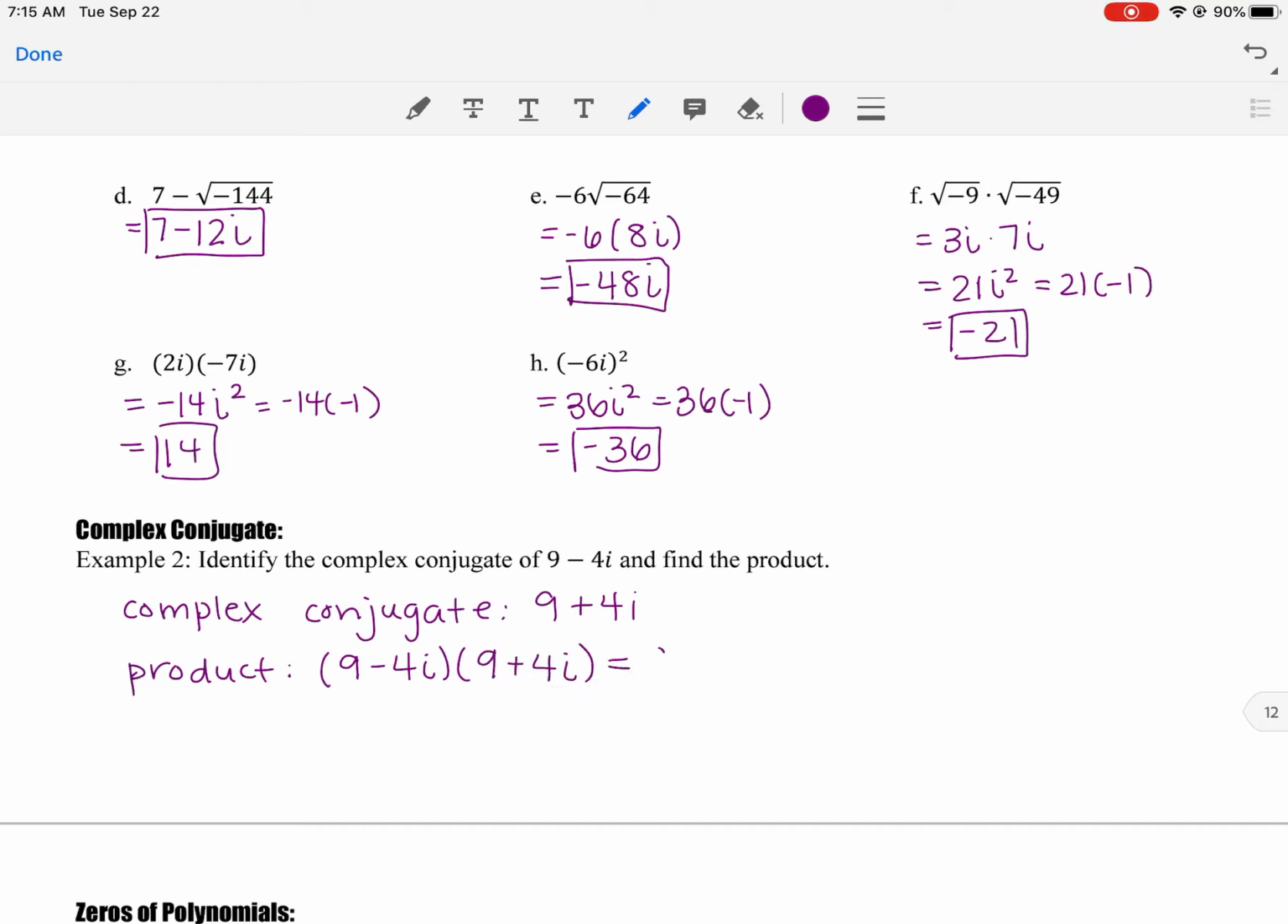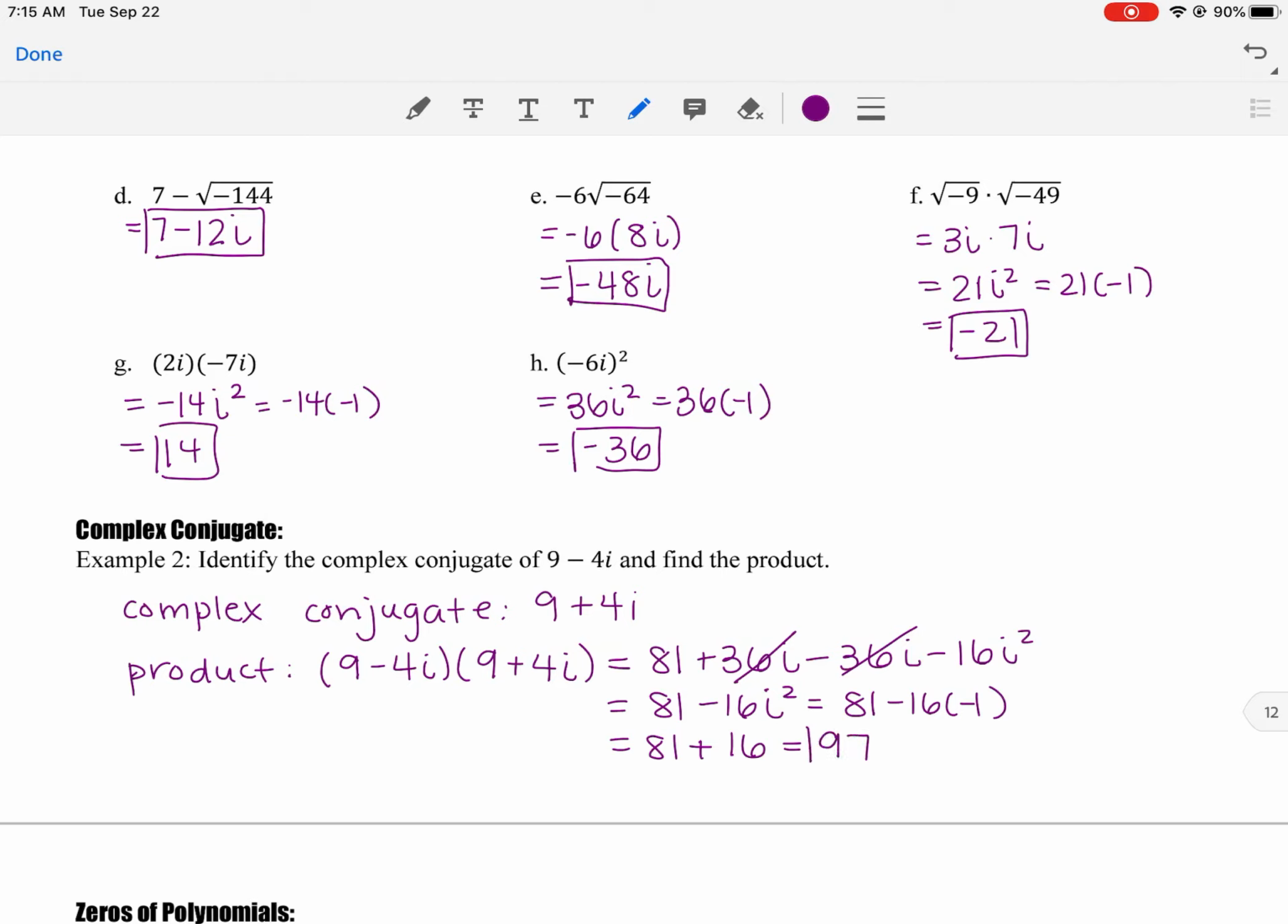So let's see. As we distribute through, we get 81 plus 36i minus 36i minus 16i squared. So we get 81, the 36i's cancel, but we get negative 16i squared. So that's 81 minus 16 times a negative 1. So we end up with 81 plus 16. So we get a total of 97.